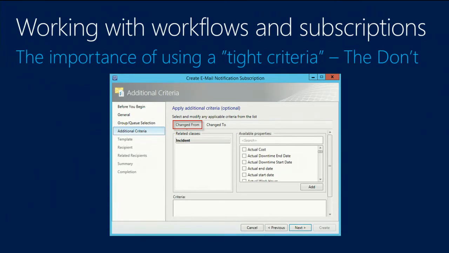The way people tend to do it is like this. They will create a new subscription. They will select the incident class. And then when they come to the criteria part, they will say, hey, change from, I don't care. I only care about what it was changed to, because I want to trigger this when it goes to resolved. So they won't specify a criteria for change from. Instead, they would specify status equals resolved in the change to part.